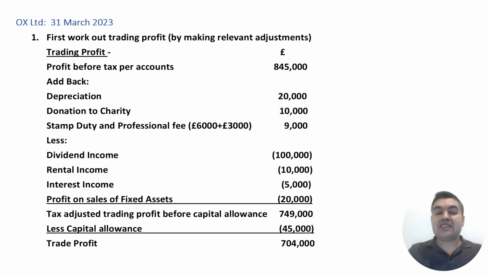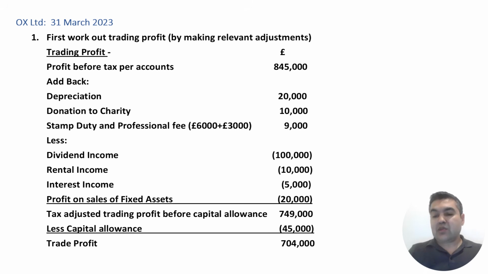So let's start adding. Depreciation, we add it back because it's a capital expenditure. Donation to charity, we add it back. Normally, I say there is a relief available for charity donation. However, relief is only available if there is a taxable profit. So at that stage, we add it back.